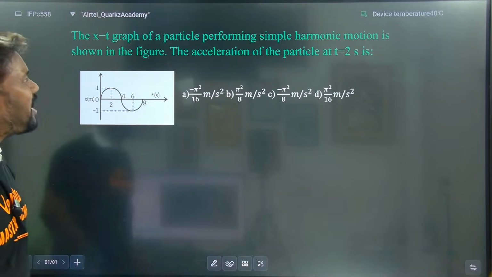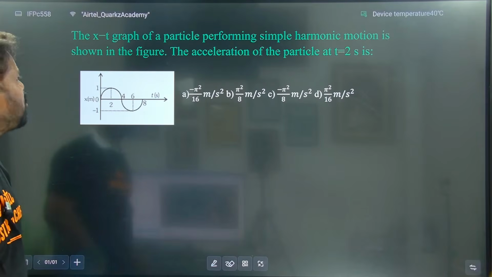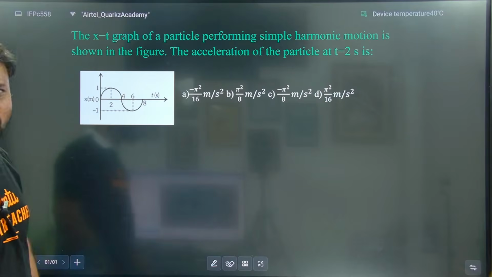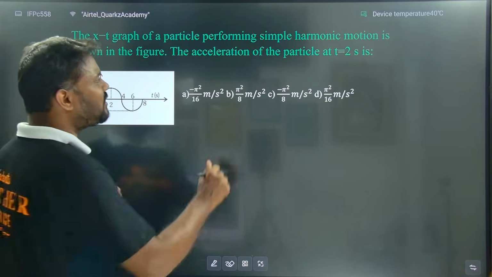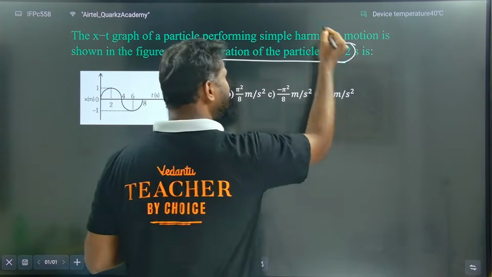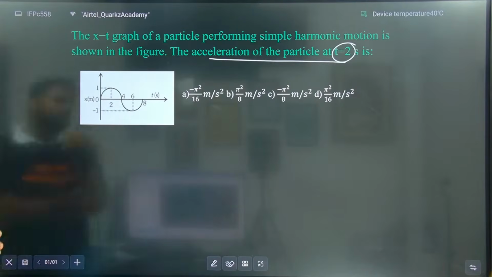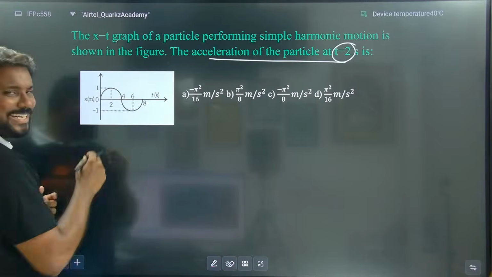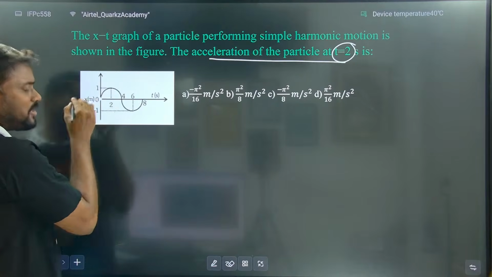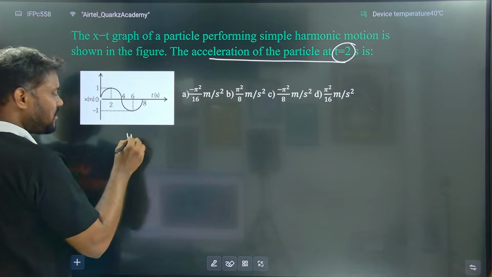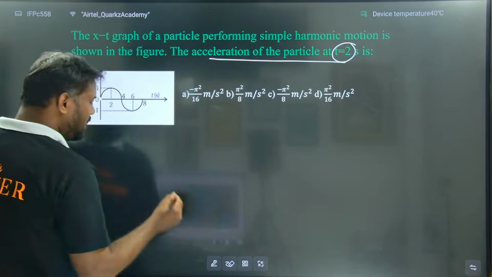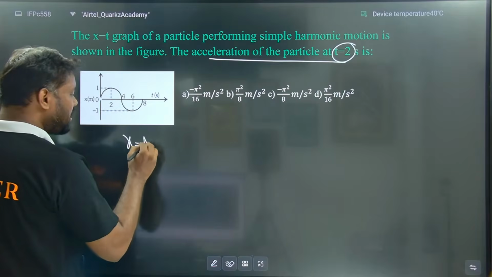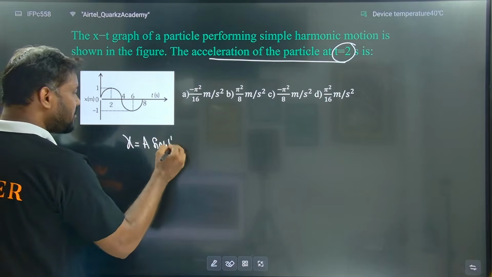So express the state graph. A particle performing simple harmonic motion is shown in the figure. The acceleration of the particle at t is equal to 2 seconds, nama calculate pannanum. Yes or no? See, this is the amplitude, what is the value? So we'll write the equation because it starts from the mean position. So x is equal to A sin omega t.